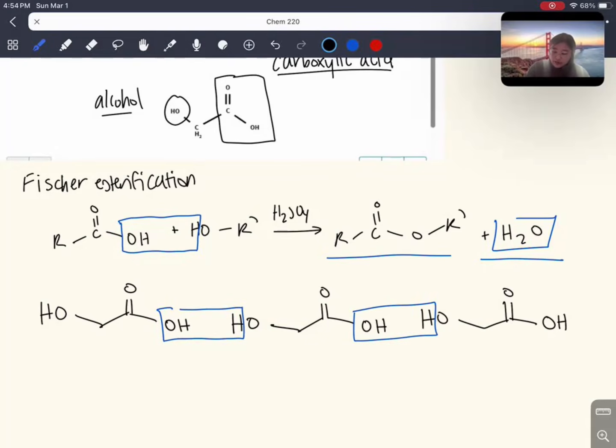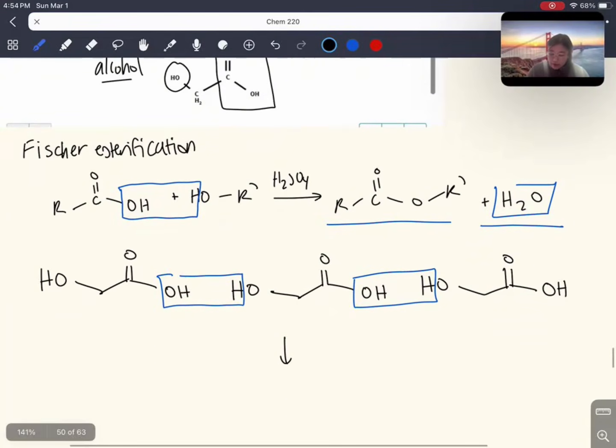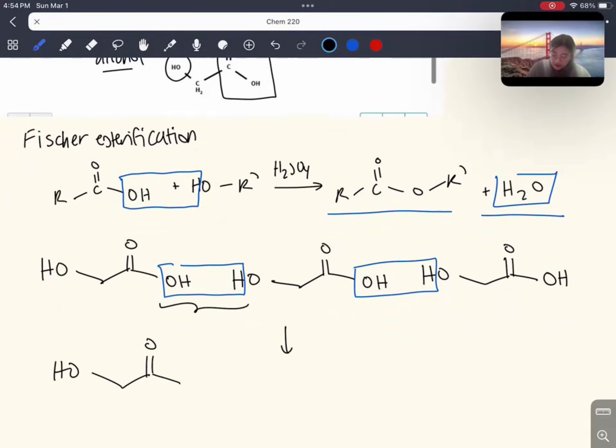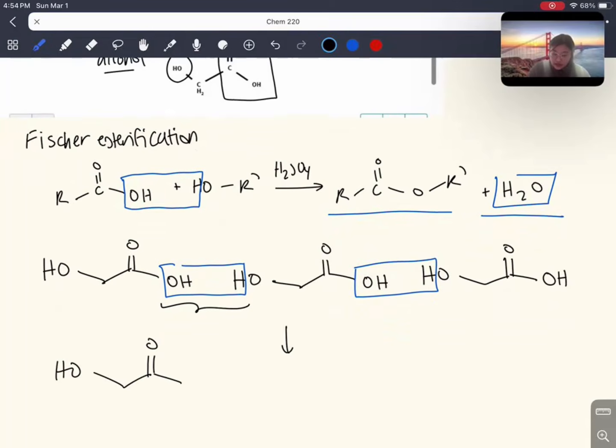So if I redraw this molecule at the end, what it would look like if I were to remove these water molecules, you would keep the structure of the molecule exactly the same, except now I'm going to skip over this blue box and instead go straight to drawing this oxygen. So now I formed an ester.